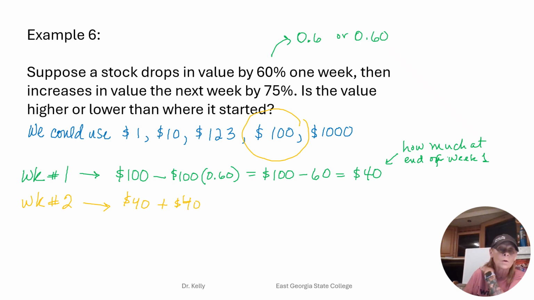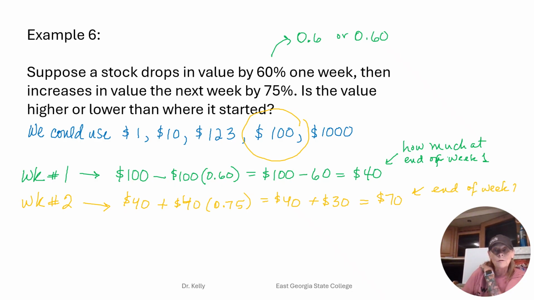So we have our $40 times 0.75. That's going to give us $40 plus $30, and so $70 is the end of week 2.